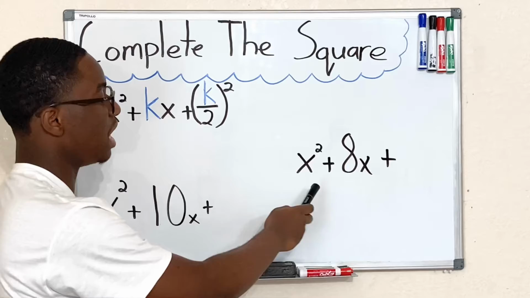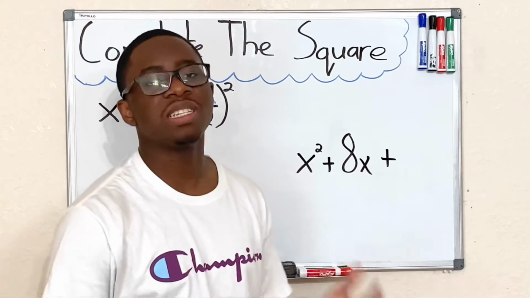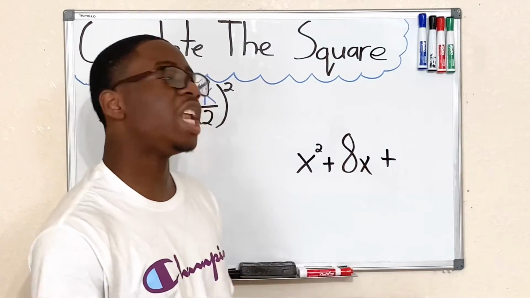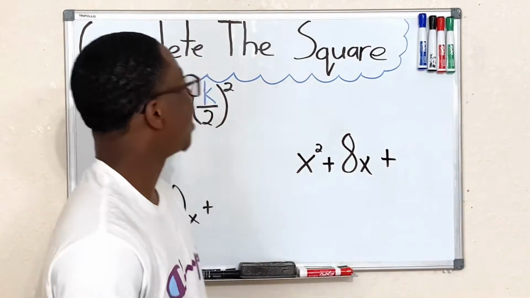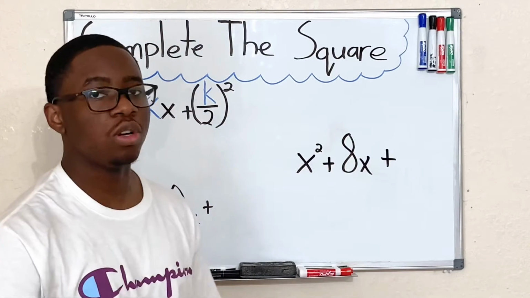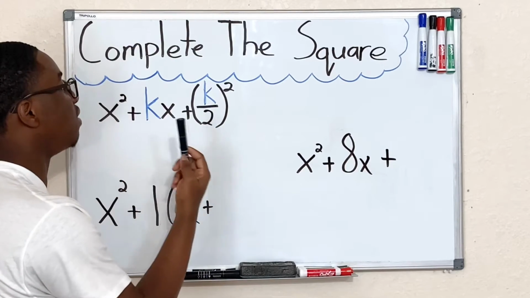So for instance, here we have x squared plus 8x, but it's plus something else. What is that something else? What is that missing number? Well, we can't just input any random number. We have to use our formula right here because this is the best time-saving trick in order to complete the square. You have x squared plus kx plus (k divided by 2) squared.